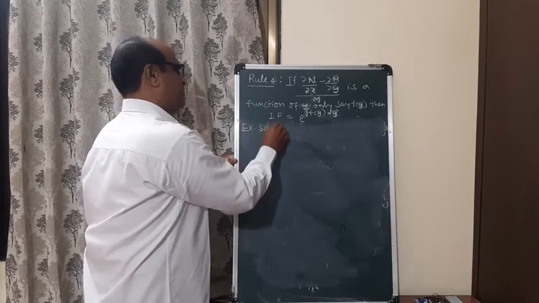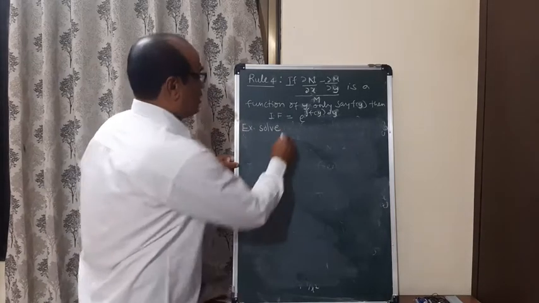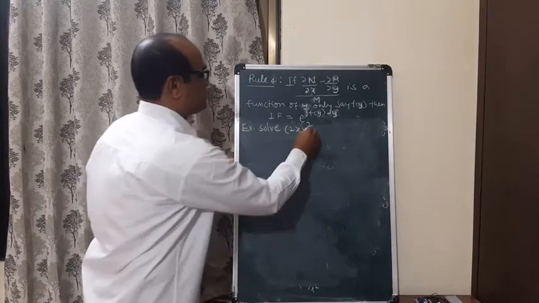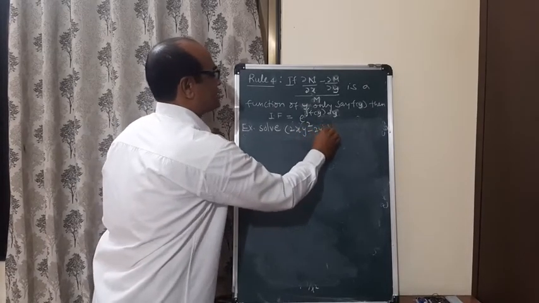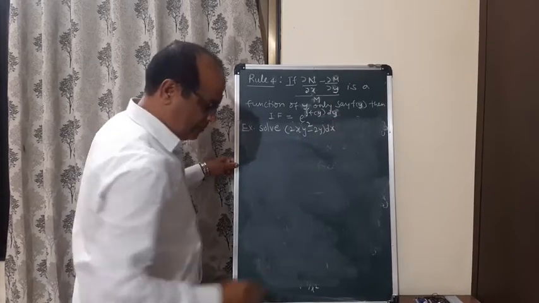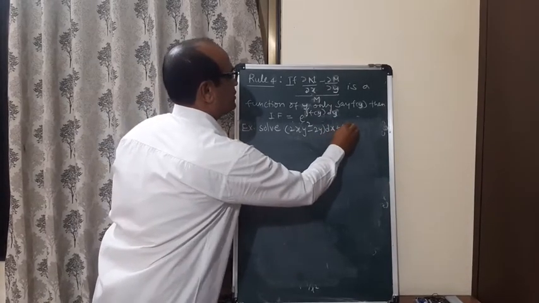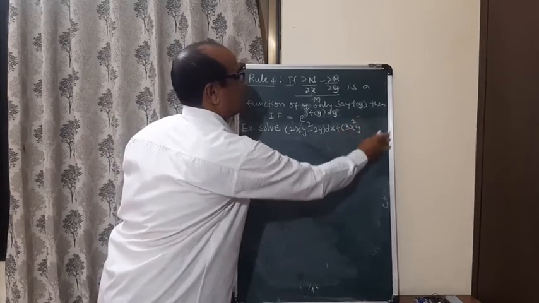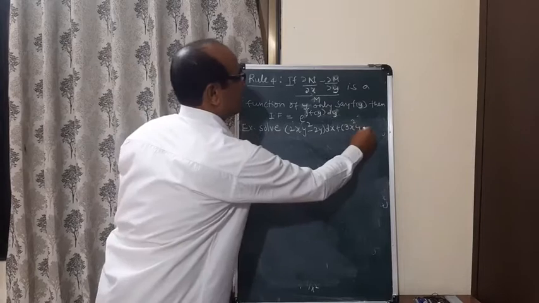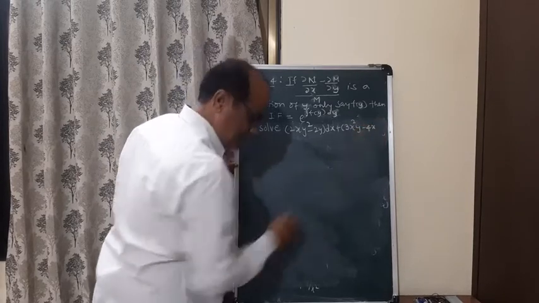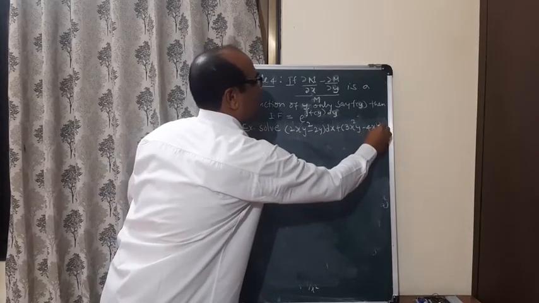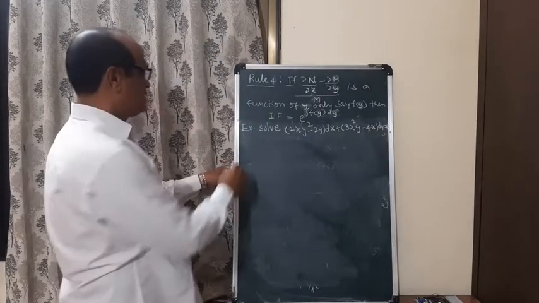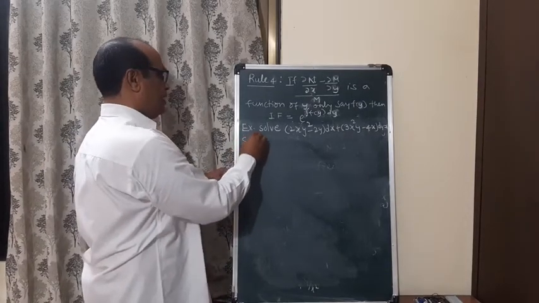Solve. A simple example we take here. Solve (2xy square minus 2y) dx plus (3x square y minus 4x) dy is equal to 0. Solve this example. Solution.